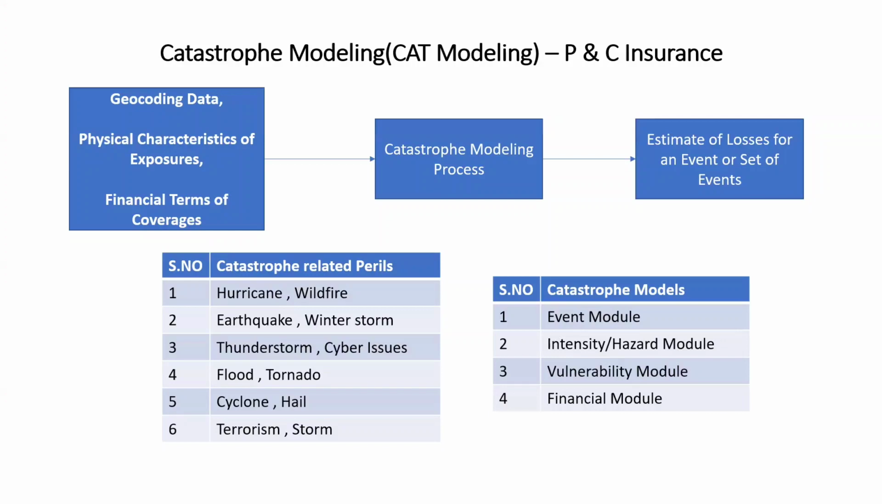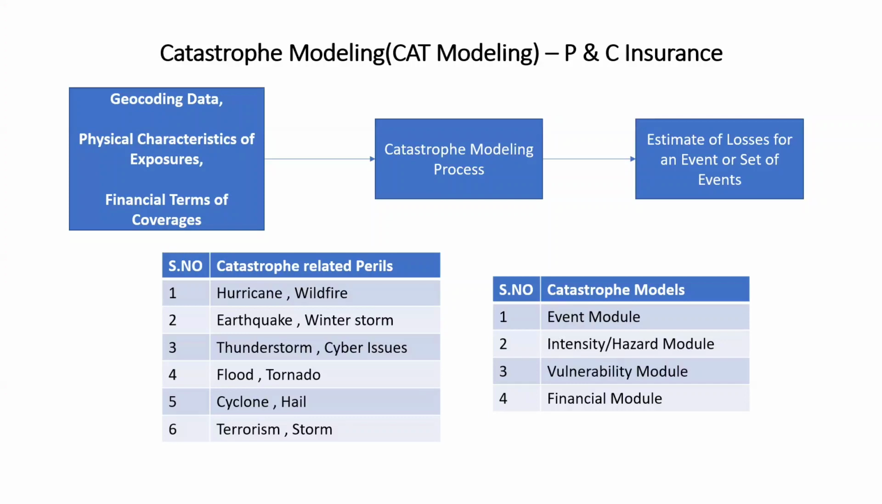One is the event module. The second one is the intensity or hazard module. The third one is the vulnerability module. And the fourth one is the financial module. What is the event module? This will make sure to run all possible scenarios. When I say scenarios, I mean all possible events that can happen that can damage your property, and then recommend or share with you the possibility of loss.